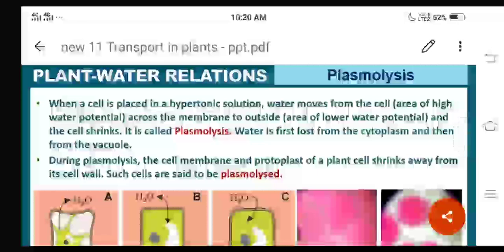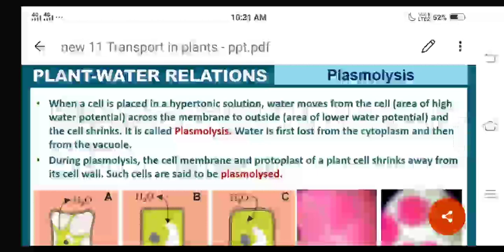We can also define it like this: plasmolysis is nothing but the withdrawal of protoplast of a plant cell from its wall due to excessive loss of water from a cell due to osmotic action. It occurs when a plant cell is placed in hypertonic solution. In very short, we can define plasmolysis like this.